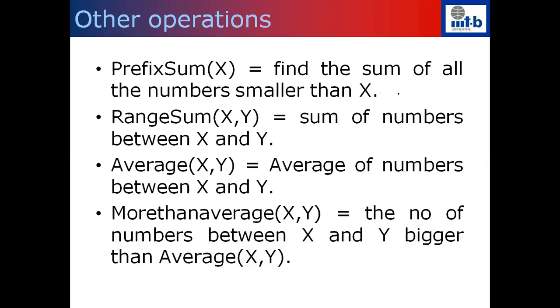So once we know how to find the prefix sum, then I can find what is known as the range sum. Range sum is, I give you two numbers, and I want you to find the sum of all the numbers which are between x and y, right? So once you know the prefix sum, this is basically equal to prefix sum till y minus the prefix sum till x. So the range sum of x comma y can be computed using the prefix sum of y minus prefix sum of x.